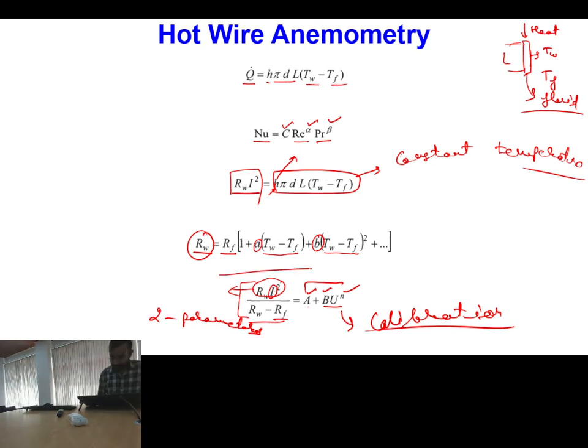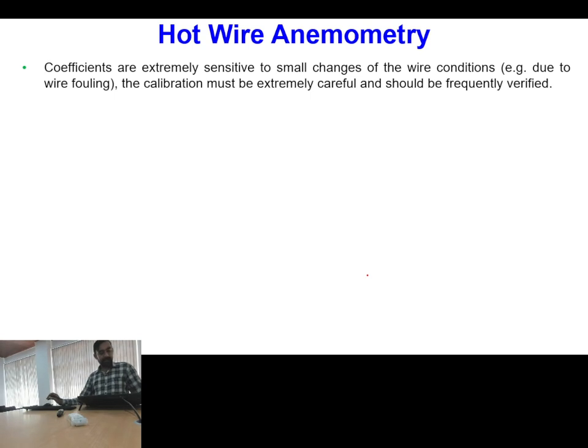So this is the equation which is used at the practical level, and it is decided in such a way that we have fewer parameters. Is this one clear? Now typically the coefficients are extremely sensitive to small changes in the wire conditions, such as fouling of the wire. Therefore calibration must be extremely careful and should be frequently verified. Say you have used the anemometer for a month, then if you are using it again, please go for calibration because it is sensitive to many factors.